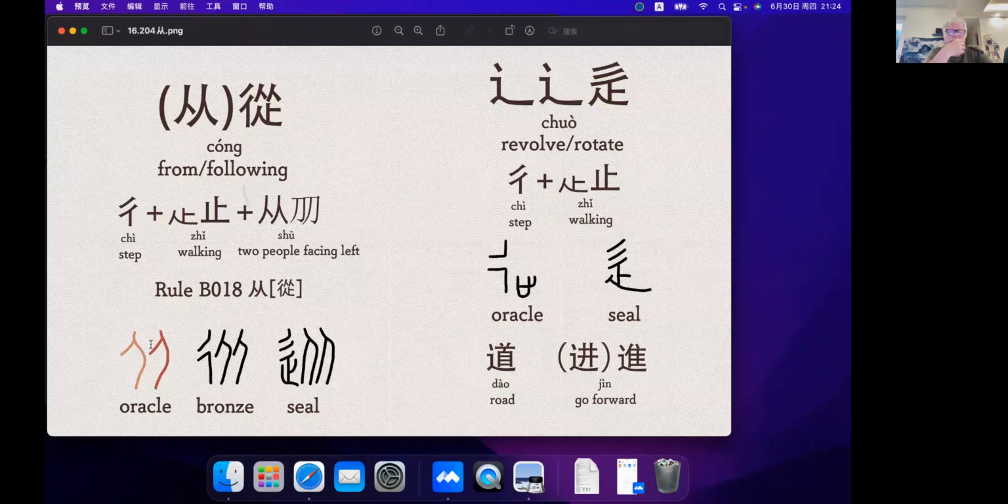Notice how they added the road and the foot. 戳 means to go. It's a combination of road and foot, and you see in the oracle bone script the road intersection on the left and the foot on the bottom. And you see how it gets simplified to the jiantizi and then later to the fantizi, jiantizi.